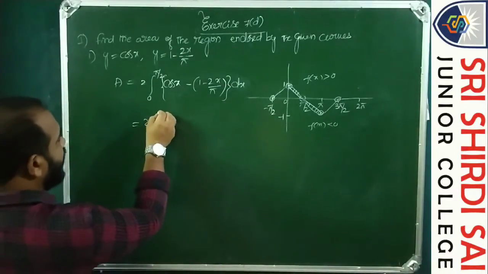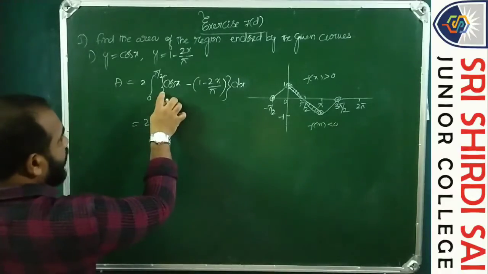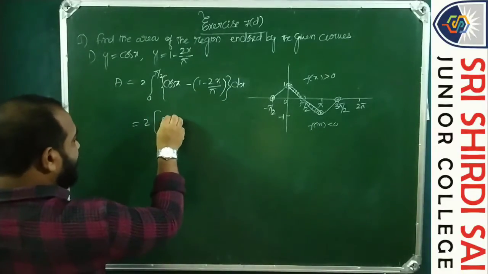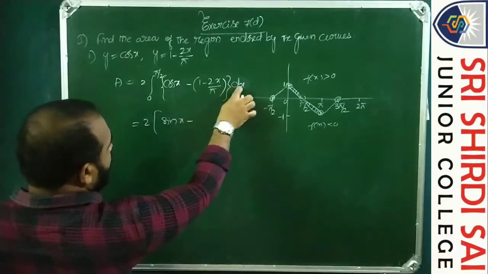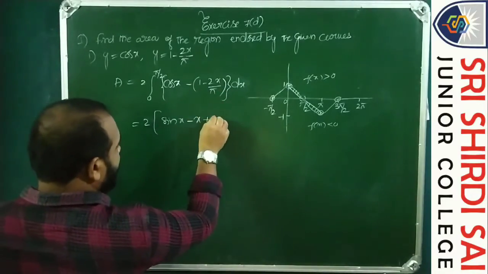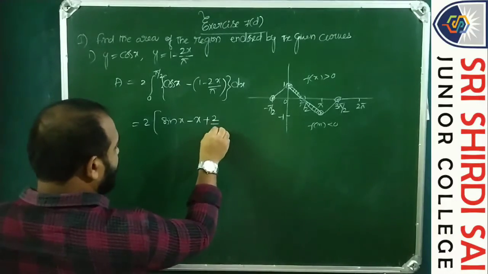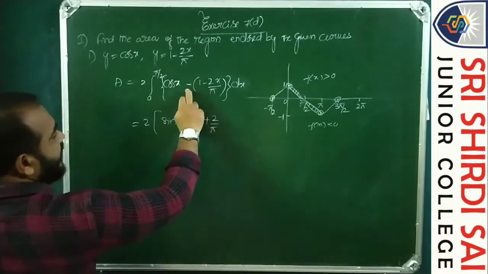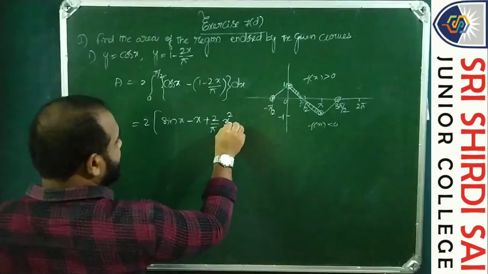So 2 integral: cos x dx is sin x, minus integral 1 dx is x, minus into minus plus 2 by pi, a constant, separated from the process of integration. Integral x dx is x square by 2.